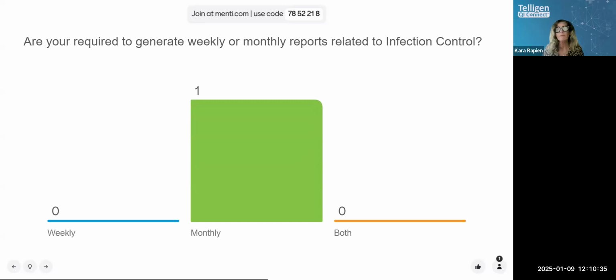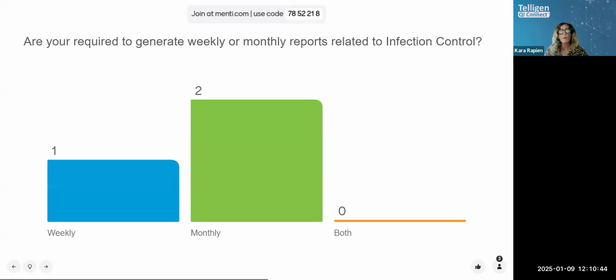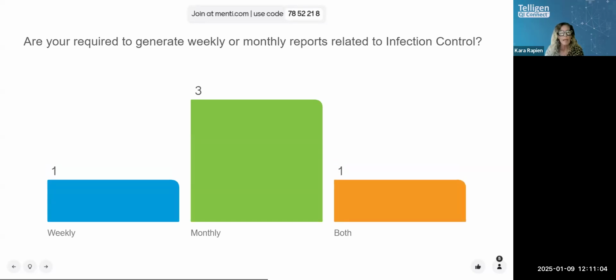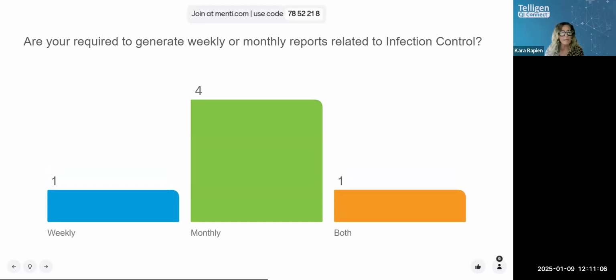You have either weekly, monthly, or both. And as you're doing that, some of you may not be required to submit reports, but maybe after today's session, you can look at implementing some monthly reports. Maybe you can talk to your leadership and ask them if there's anything that they would like, and you can start generating them to help you have a successful infection prevention program. I can see here quite a few do monthly, some say both, some say weekly. That's great. I'm glad to see that some of you are doing these reports.